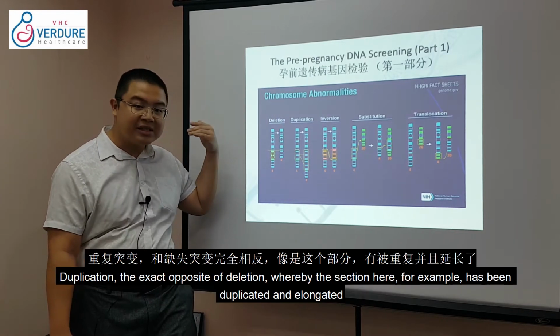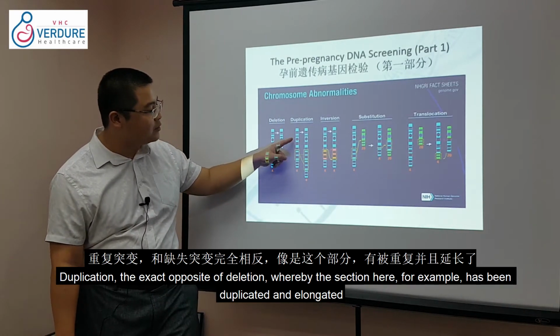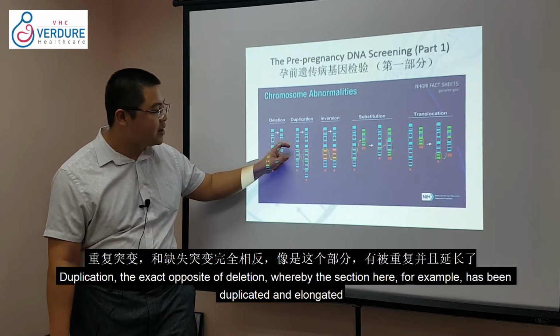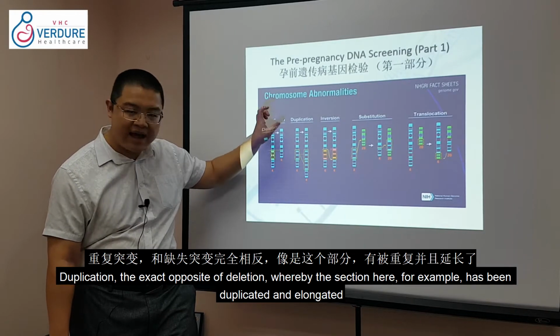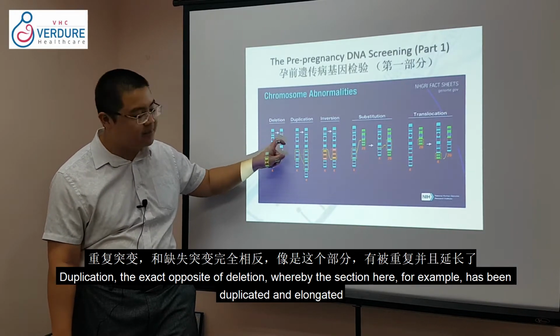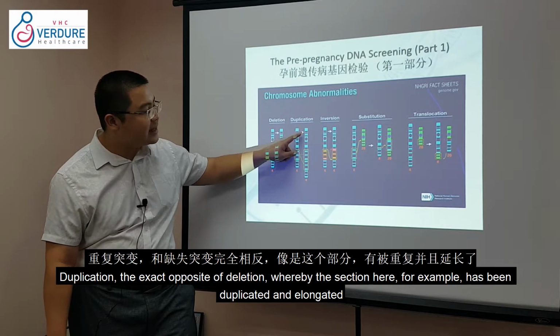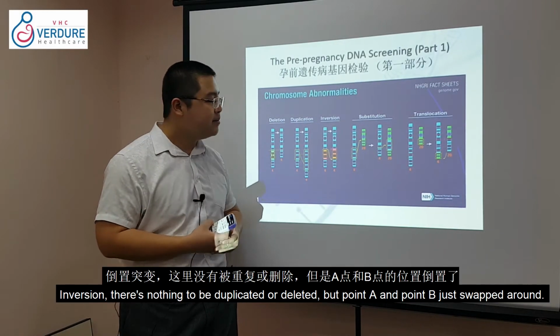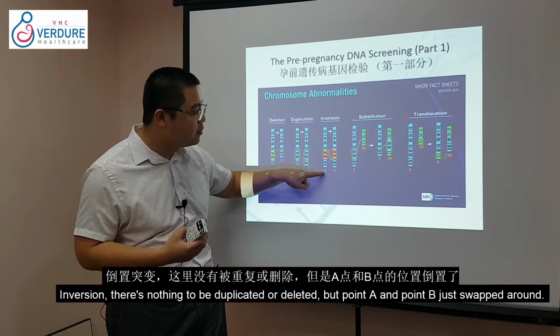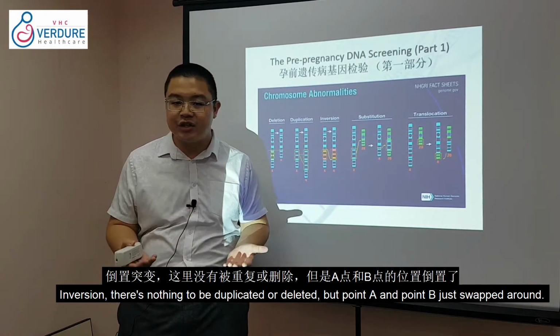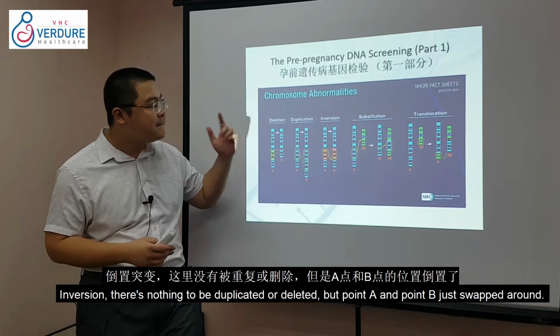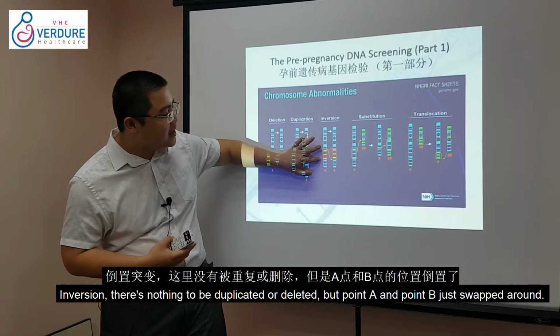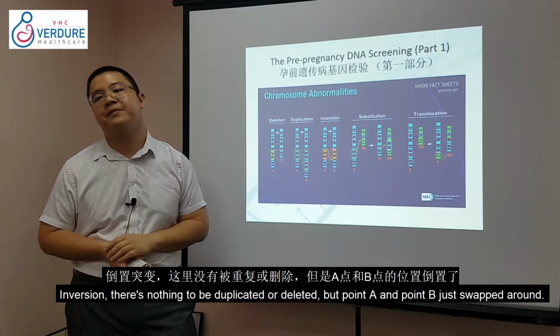Duplication, which is exactly the opposite, whereby when this is the normal chromosome, this section over here, or any section in fact, is just an example, got duplicated and has been elongated. Okay, an inversion, meaning that, okay, in a normal chromosome, there is nothing in addition or nothing has been deleted, but point A, point B just swapped around, okay?